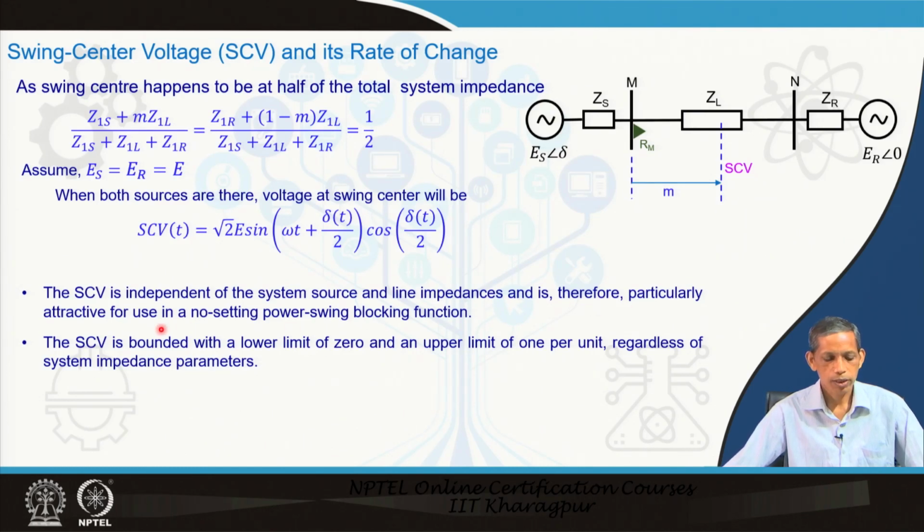Therefore, it is particularly attractive for power swing settings, and this is considered the beauty of this approach. Furthermore, the swing center voltage is bounded because of the sinusoidal and cos terms, with a lower limit of 0 and an upper limit of 1 per unit. If you make it per unit, you have 0 to 1. So, that simplifies the calculation perspective.